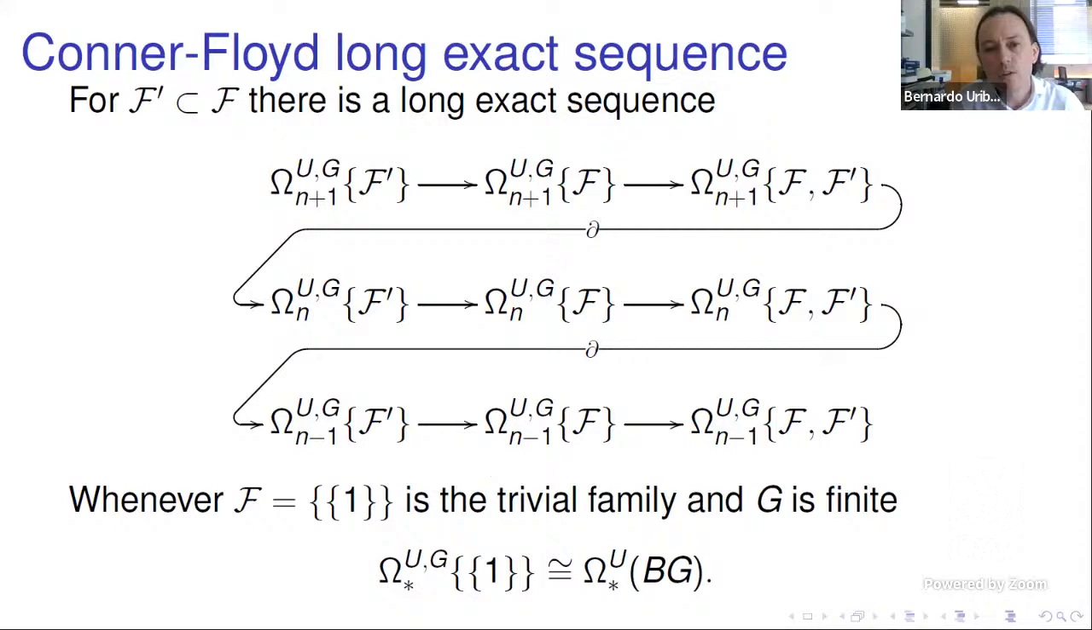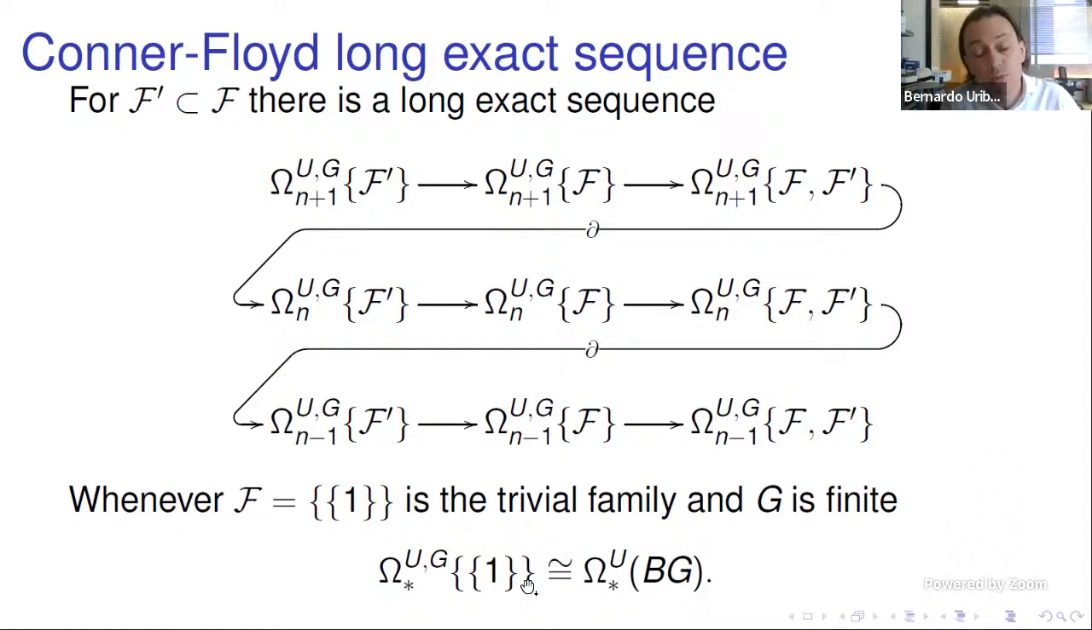The point is, of course, there is a very nice long exact sequence. Any manifold with a smaller family of isotropy groups is a manifold with a bigger family, or more isotropy groups. And one can have this relative term, whose boundary lowers the dimension of the manifold. And this is, of course, the main tool that one uses. I would like to emphasize that if I take the family with only the identity group, namely the only isotropy group that we allow is the identity, that means the manifold has a free action.